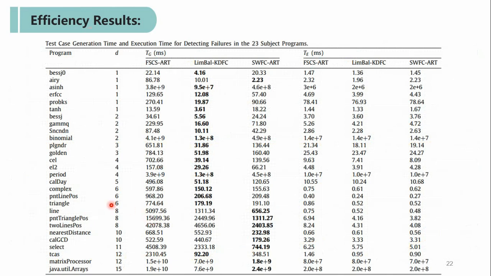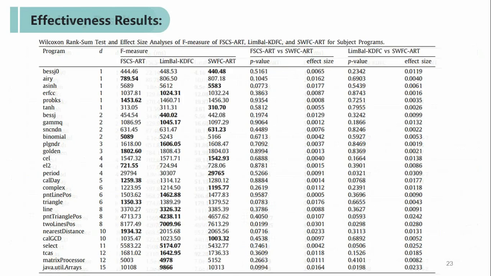For example, up to 6-dimensional input programs, Limbal KDFC shows better results. However, on high dimensional input programs, large programs, our method shows better results. In terms of failure detection effectiveness, our method and the rival methods show almost similar results. The p-value and effect size show that there is no significant difference between the results, and we can conclude that the effectiveness of our proposed method is almost similar to the previously proposed methods.